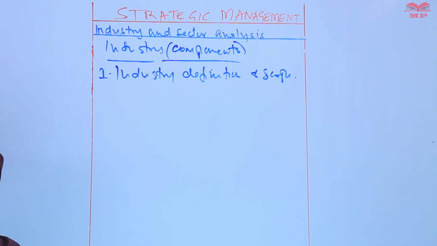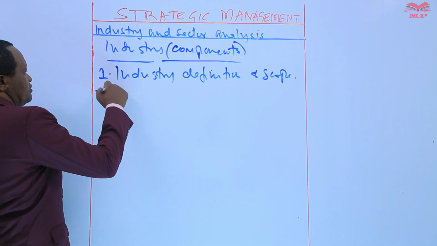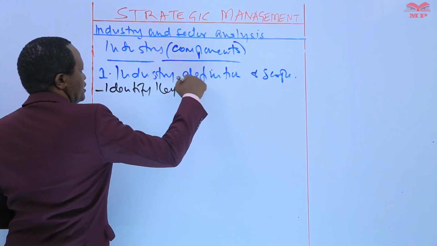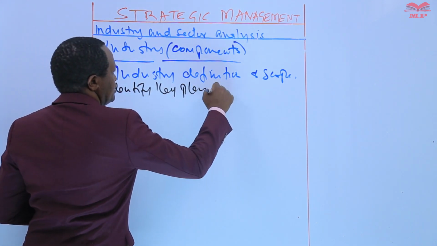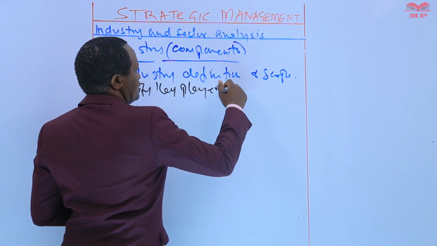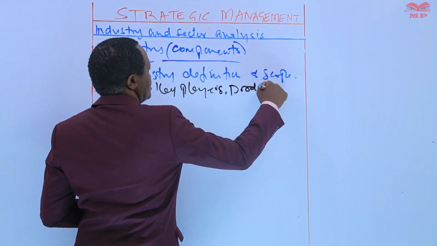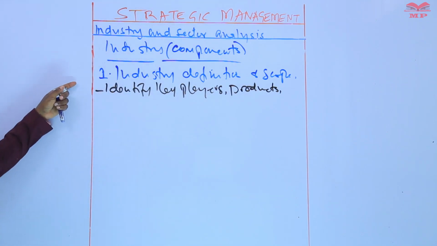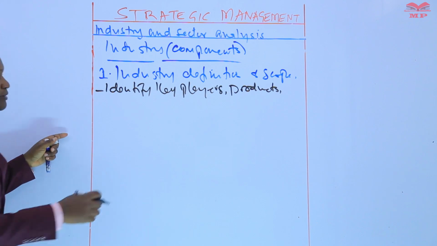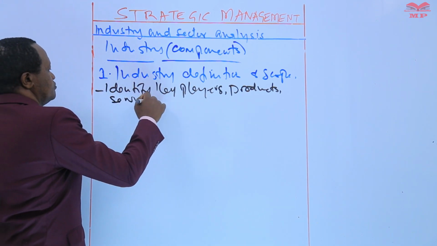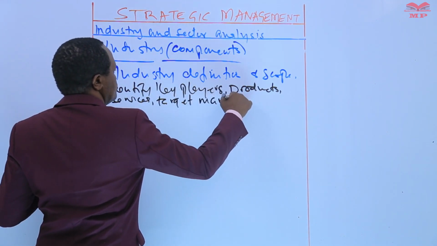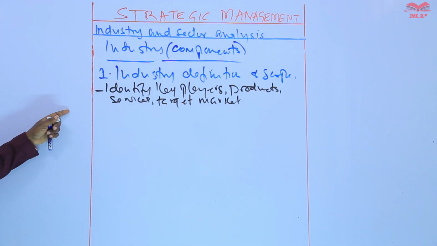Identify key players. Who are the key players in the industry? What are the key products in the industry? In defining the industry, one has to identify the key players, the products, the services, the target markets, and so on. So that is one aspect of industry definition and scope.